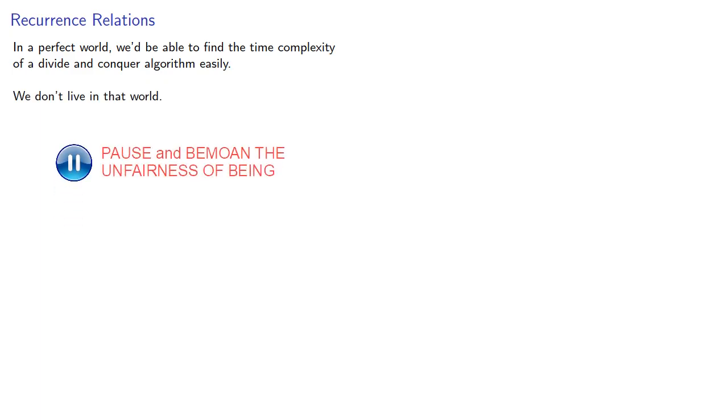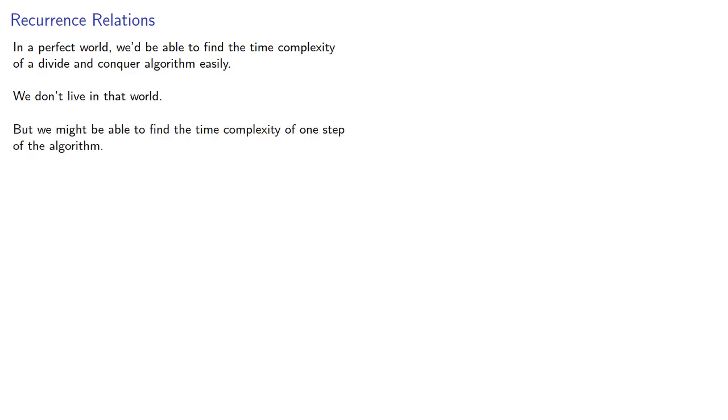In a perfect world, we'd be able to find the time complexity of a divide-and-conquer algorithm easily. We don't live in that world. But we might be able to find the time complexity of one step of the algorithm, then use it to find the overall time complexity. So let's take a look at Horner's method again.